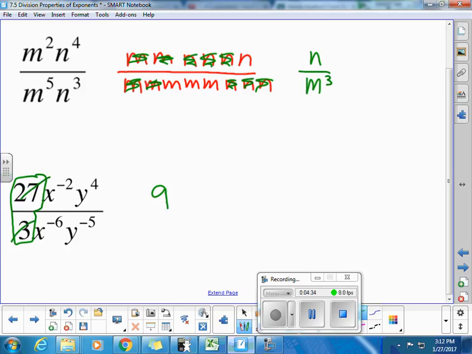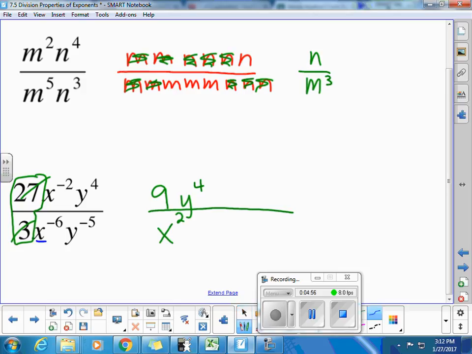Let's move our negative exponents to where they are supposed to be. So I'm just going to draw a long fraction bar. If I look on the top, x to the negative 2nd is going to have to move, but y to the 4th will stay right where it is. I'm going to move x to the negative 2nd into the denominator as x to the 2nd. So that took care of my numerator.